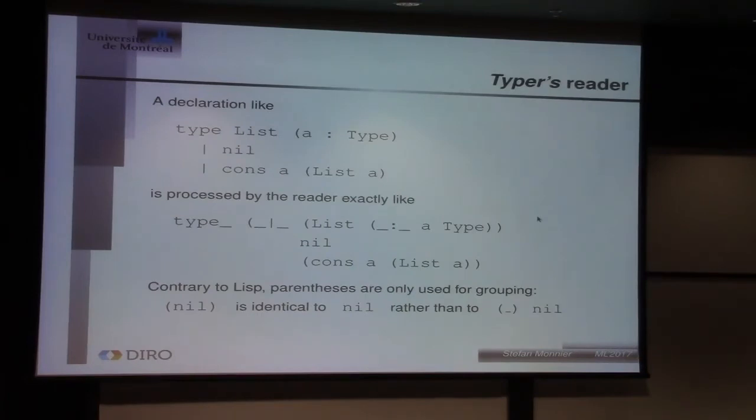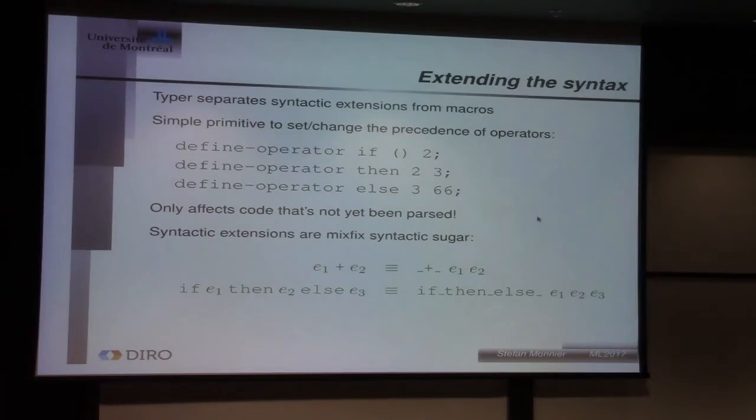So if you look at the type declaration I had shown earlier, that defines the usual Lisp type, the way it's read by the reader is exactly the same as the second form you have here, with all the parentheses, etc. So if you like to write parentheses for some obscure reason, you can feel free to do so. The only difference with Lisp is that parentheses are not significant, they're only used for grouping.